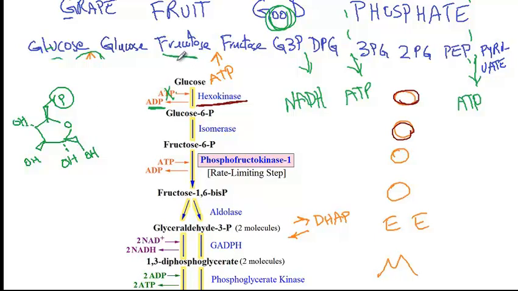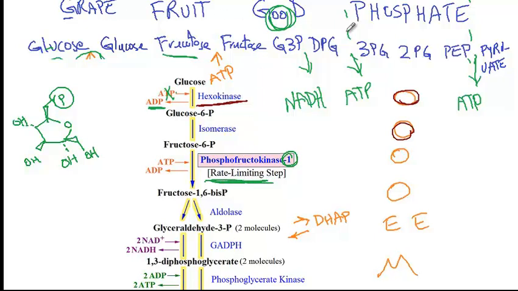The next reaction is conversion of fructose 6-phosphate into fructose 1,6-bisphosphate, and this is being carried out by the phosphofructokinase 1 enzyme, which adds a phosphate group to carbon 1 of this molecule, and this is the rate-limiting enzyme of the glycolysis pathway.